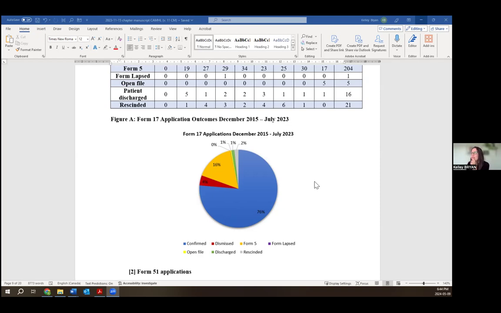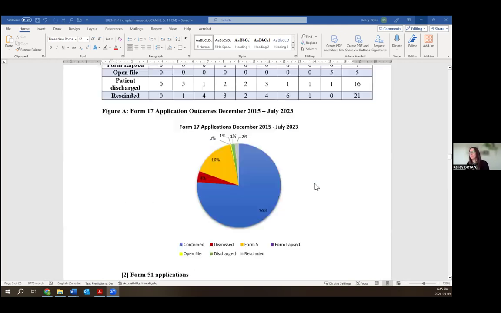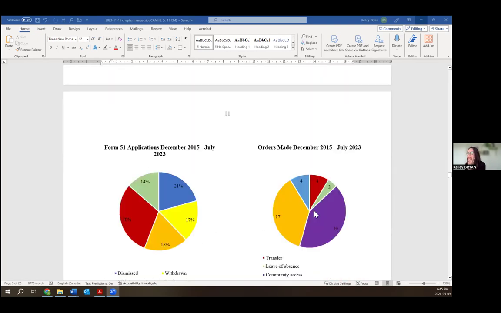Interesting. So first of all, Form 17 applications comprise somewhere between 1.5% and 2% of the applications that the board hears. So there are less than 200 of them a year. And it's hard to know whether it's the same patients. It may not be 200 patients, might be repeat patients. And then these are the outcomes that we saw from the cases that we looked at. Sorry, I'll make that bigger for everyone. So for Form 17s, involuntary detention was confirmed 76% of the time, rescinded only 2% of the time, and sometimes, 16%, there was a Form 5. So that's Form 17s. Now Form 51s.